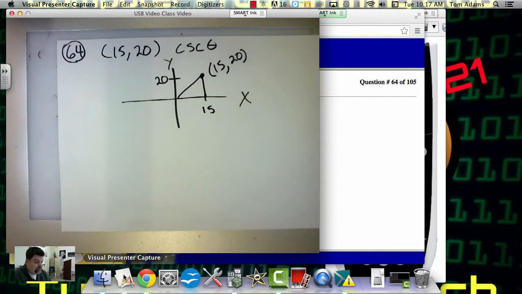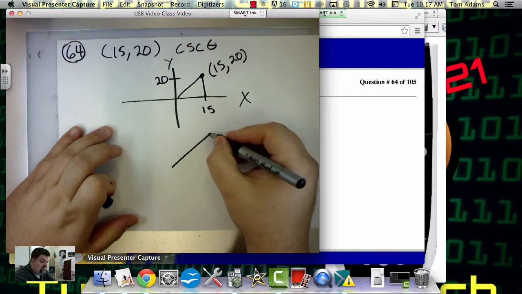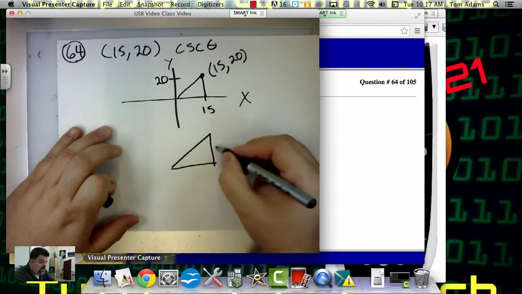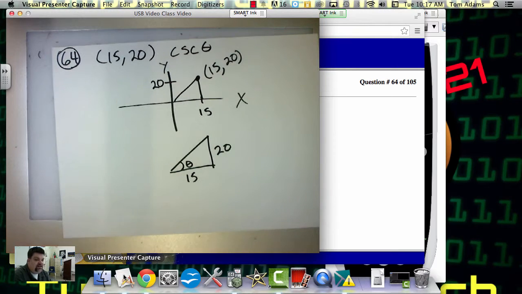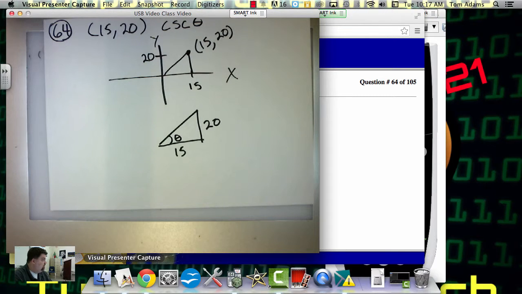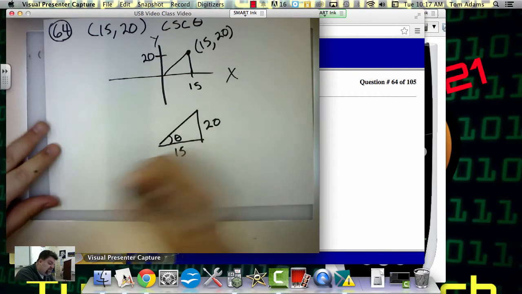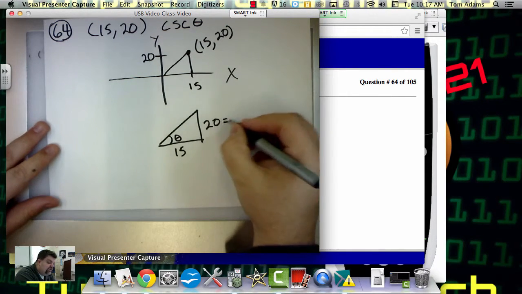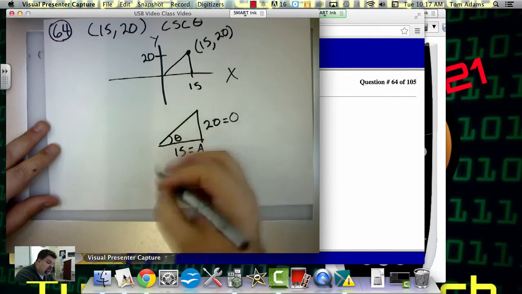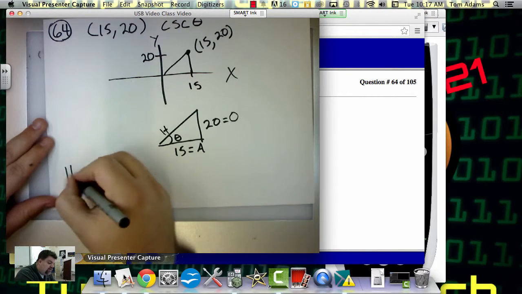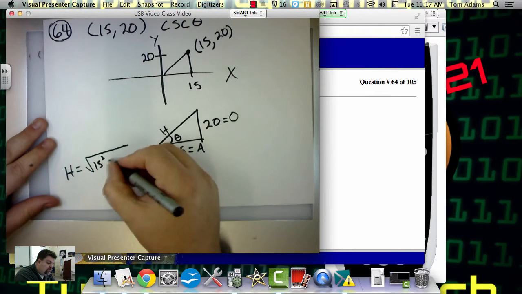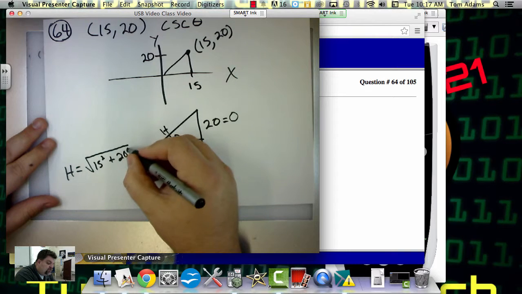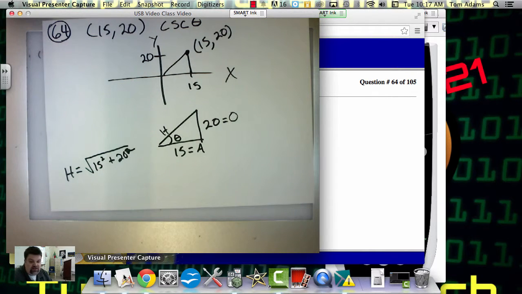That means I have a triangle that has a side length of 20, this is theta, and another side length of 15. How do I find the hypotenuse? Pythagorean theorem. Let's label this: this is the opposite, this is the adjacent, and we're going to try to find the hypotenuse. So the hypotenuse would equal 15 squared plus 20 squared, and then you take the square root of all that.